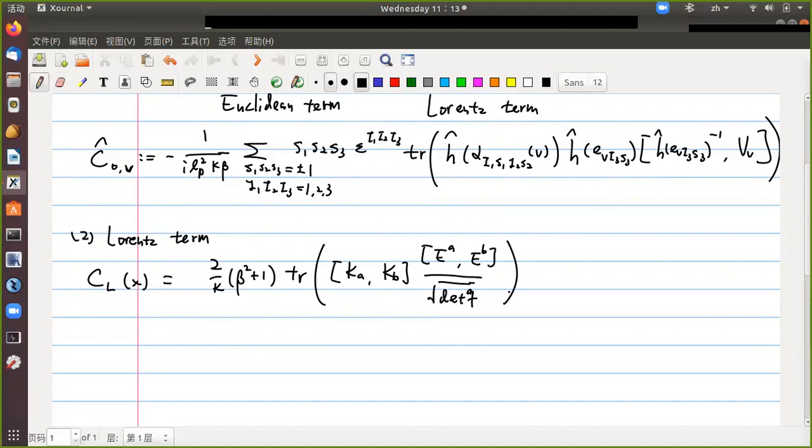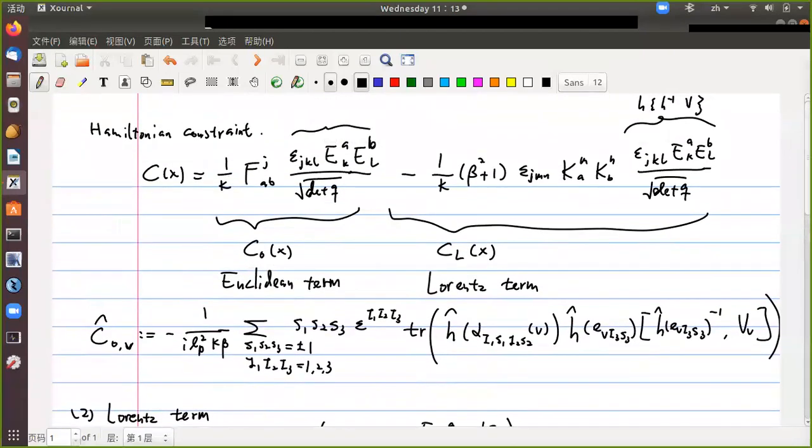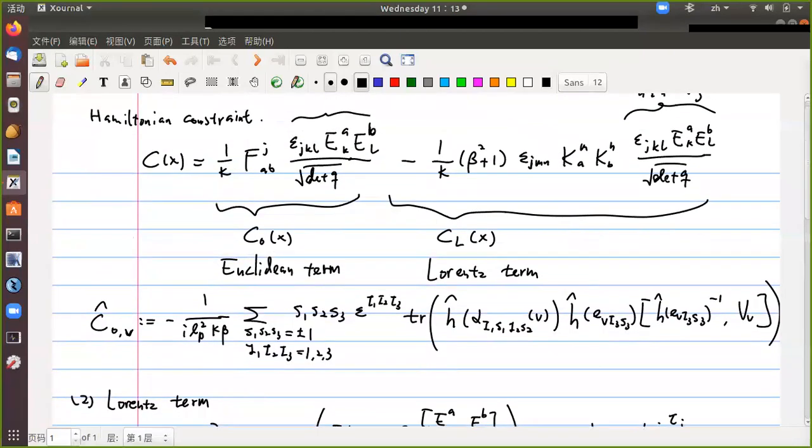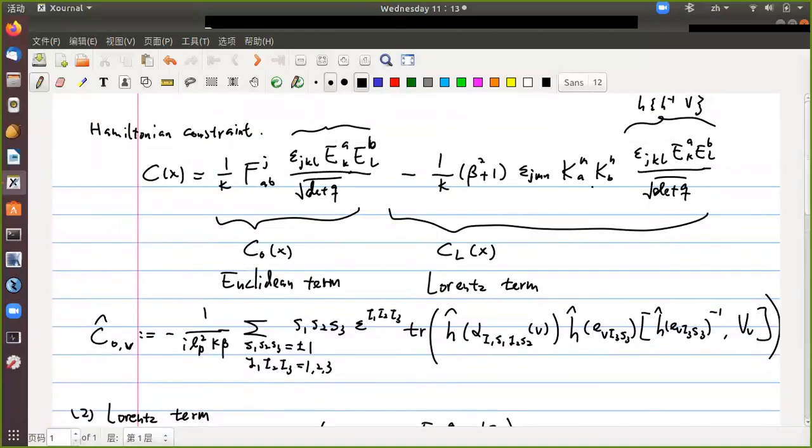Okay, and here you see this K is K hat. It's just a matrix version of K. And K is just the extrinsic curvature, right? So here it is something not so explicit. This Hamiltonian constraint is a functional of the holonomy, or a functional of the SU(2) connection and the density triad. It should be a functional of A and E, right?